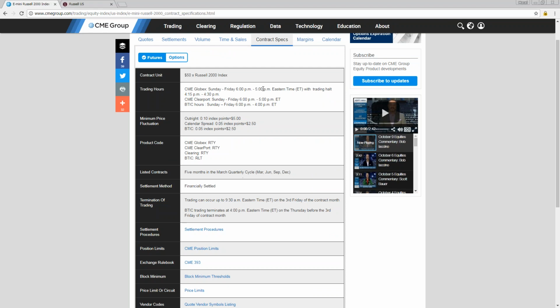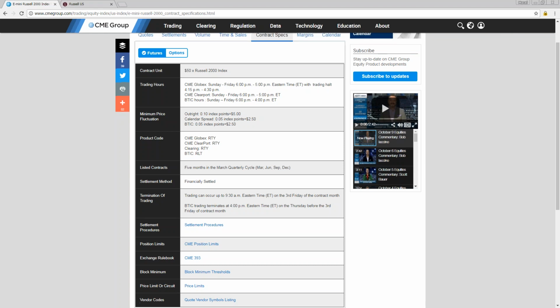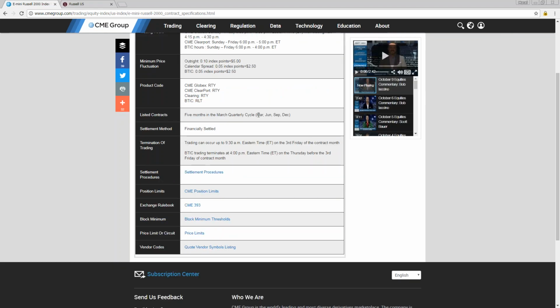It tells you its trading hours. It tells you its outright value. It trades in 0.1 index points, which is $5. The calendar spread is trading at $2.50. You don't need to know that unless you're going to do that. What is the symbol? What is the listed contract? So it's on a quarterly cycle, March, June, September, December, and there are 5 contracts quoted at any given time. So the CME will always quote 5 contracts.